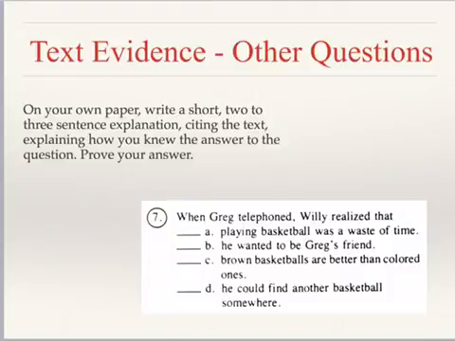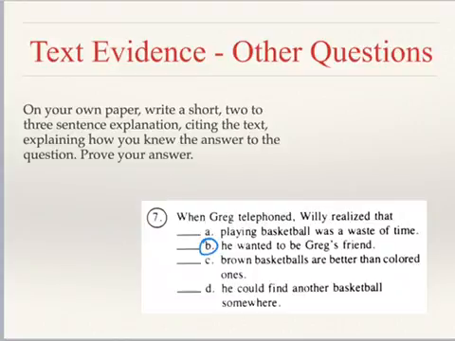So what about these other questions? Well, let's take an inference question. Number 7 was an inference question for this story. When Greg telephoned, Willie realized that what? He realized that he wanted to be Greg's friend. So we'll choose that answer.